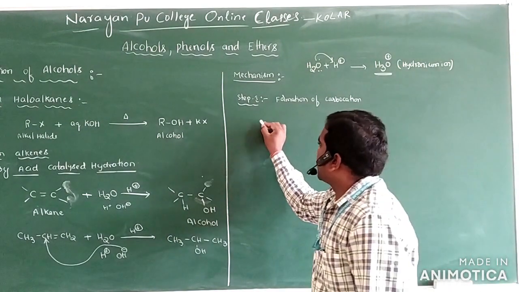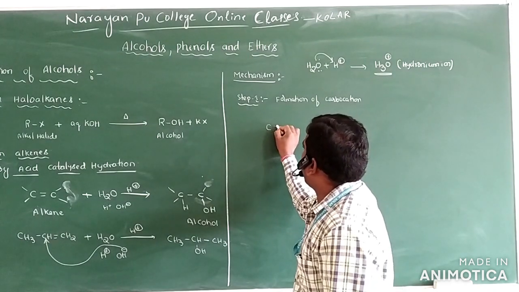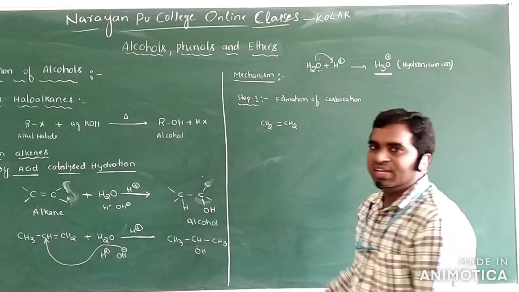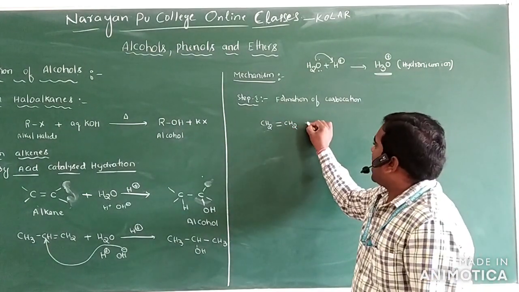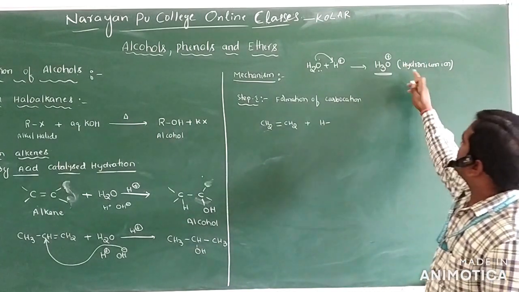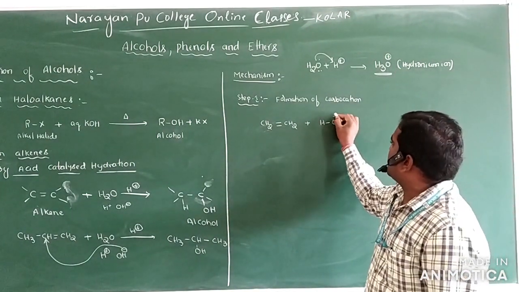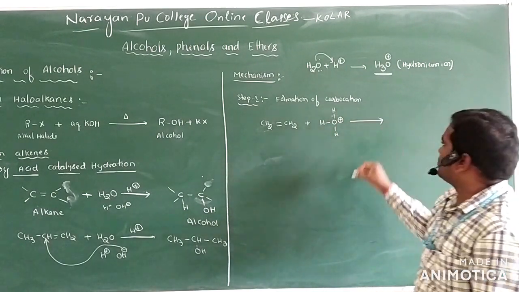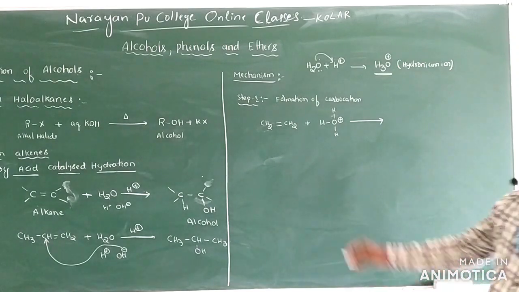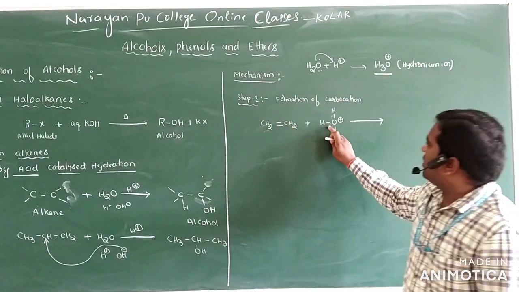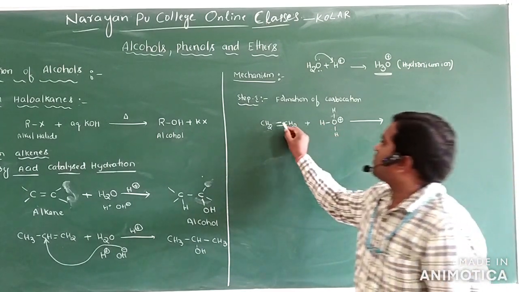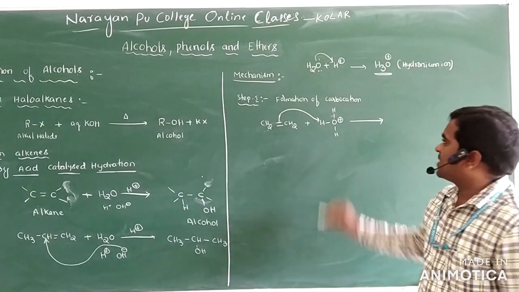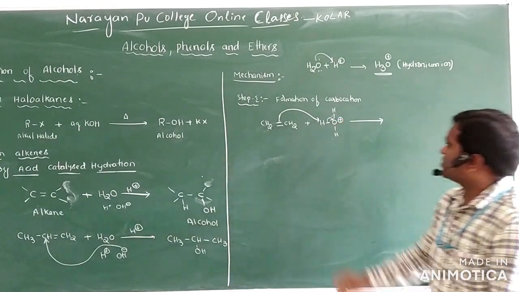So what happens, you see? I will take a simple alkene, ethene: CH2 double bond CH2. Now I have to add water, which is in the form of hydronium ion, with a positive charge on the oxygen. It gives the H+ ion. The alkene is electron rich and H+ is electron deficient. It takes the H+, and the bond electrons move towards the oxygen.